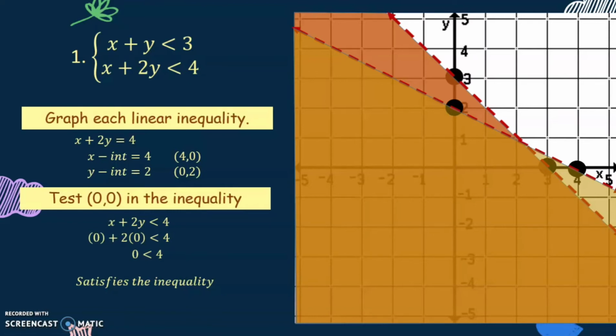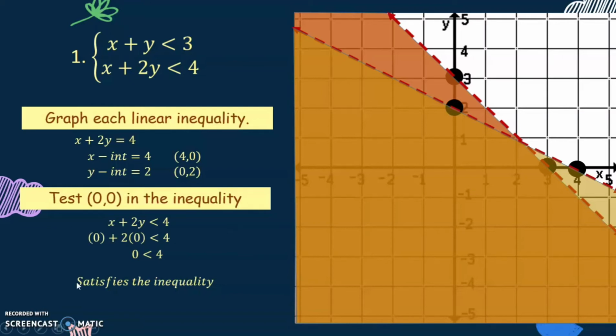So what is the solution, sir? What is the final answer? So the final answer is the overlapped region. As you can see, as we graph the first and second linear inequalities, there is an overlap region. So that is the graph of the system of linear inequalities. So meaning all the ordered pairs found in the shaded region, the overlap region, are solutions of the given system.